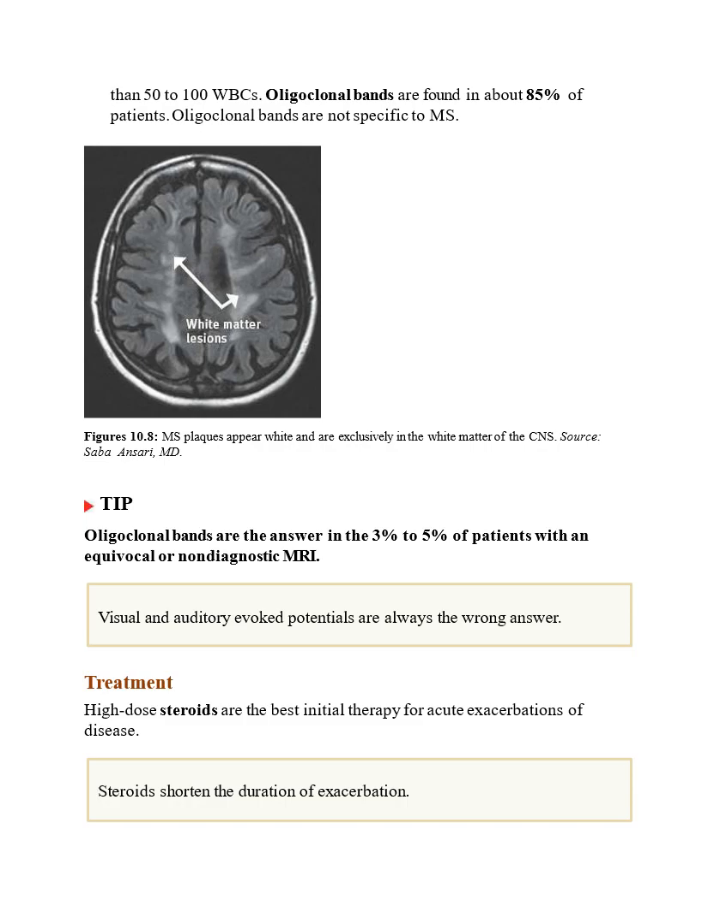There is a clinical tip here which states that oligoclonal bands are the answer in 3 to 5% of the patients with equivocal or non-diagnostic MRI. We need to know that visual and auditory evoked potentials are always the wrong answer. The treatment: high-dose steroids are the best initial therapy for acute exacerbation, and the steroids shorten the duration of exacerbation.